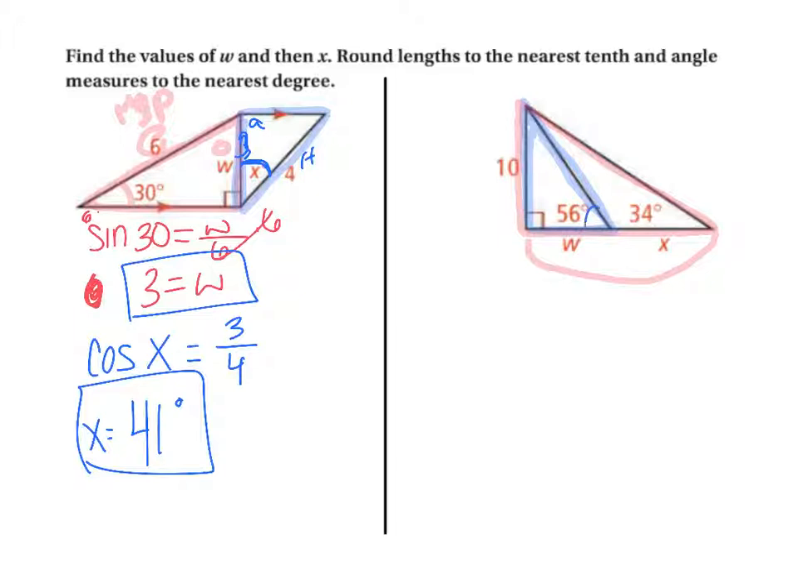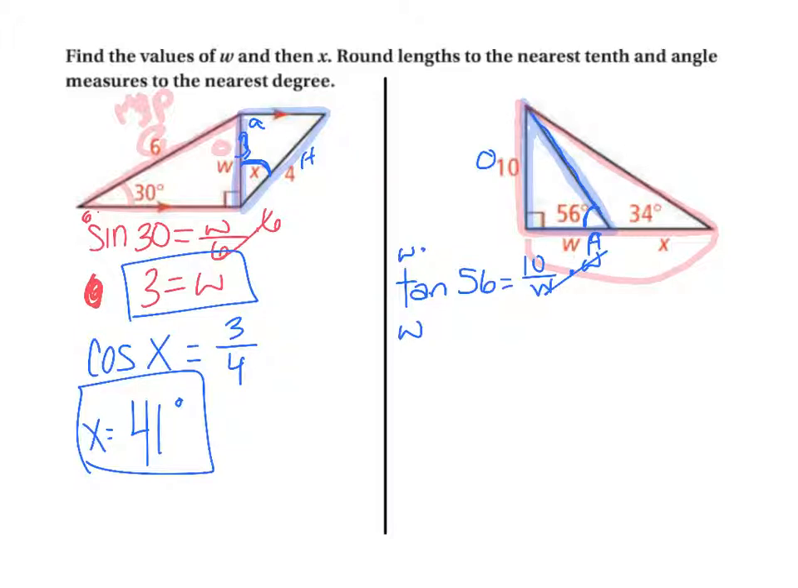I'm going to use my 56. The 10 is opposite. The W is adjacent. I'm not using that longest side. I'm not using this hypotenuse. So opposite and adjacent. Okay, that's an A there. Opposite and adjacent, tangent. So tangent of 56 is equal to the opposite. Opposite appears to be 10. And adjacent is what I'm looking for, W. Okay, multiply both sides by W.